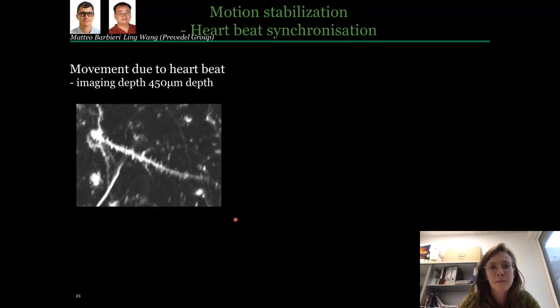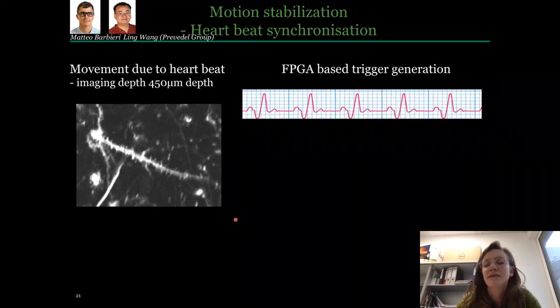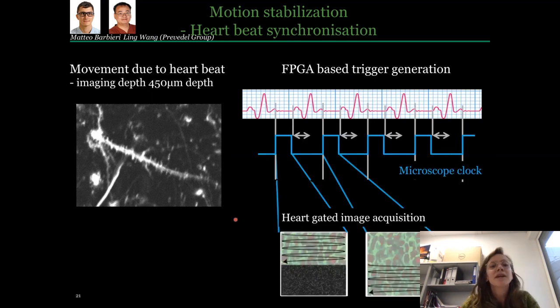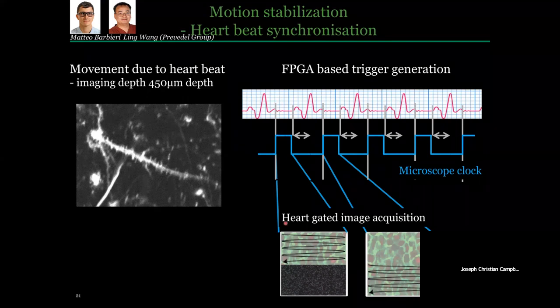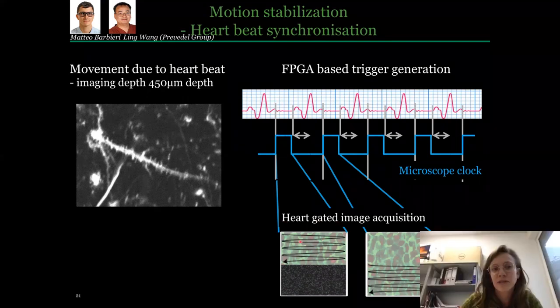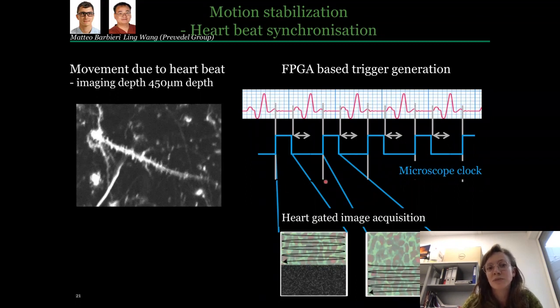That is why we implemented the capability into our microscope to gate our image acquisition in real time to the cardiac cycle. And real-time data processing of the ECG signal is performed by an FPGA, which was programmed by Matteo and Ling from our group. So we can use the laser clock now to gate our microscope so that the scanning and the image acquisition stops when our gate is high, and that scanning only continues for the next low gate, so in between the heartbeats, where tissue motion is minimal.